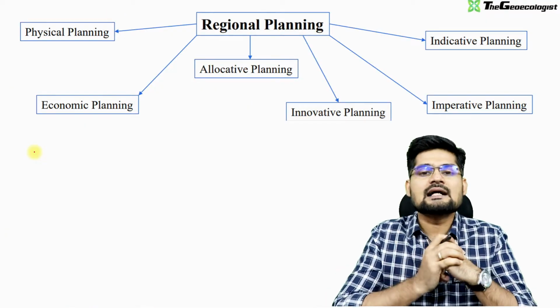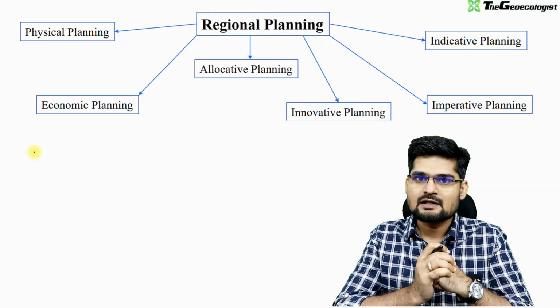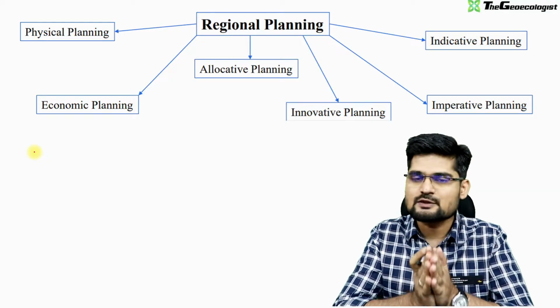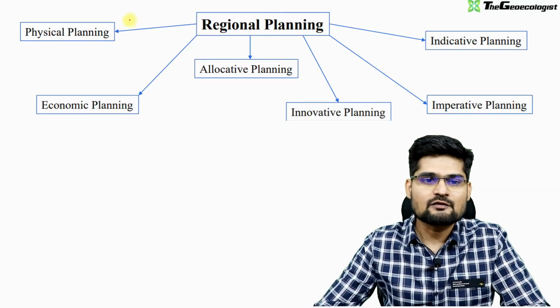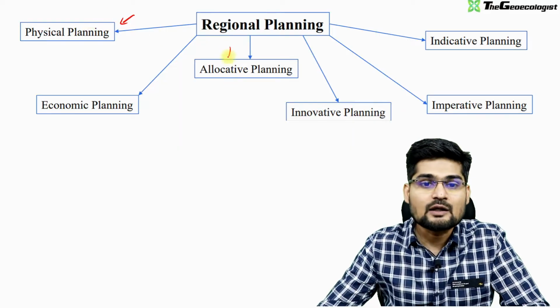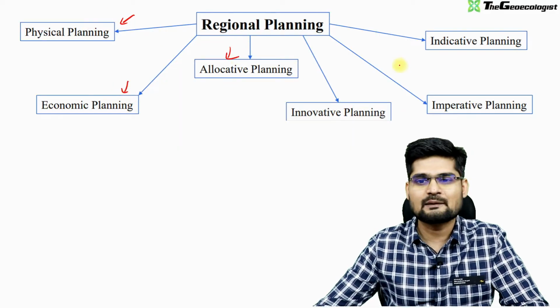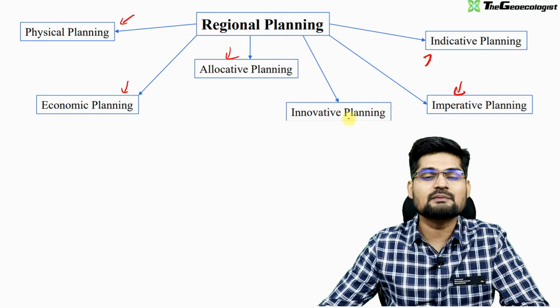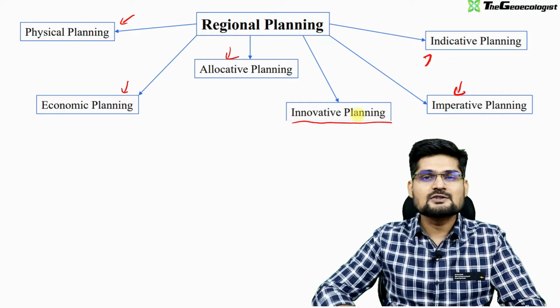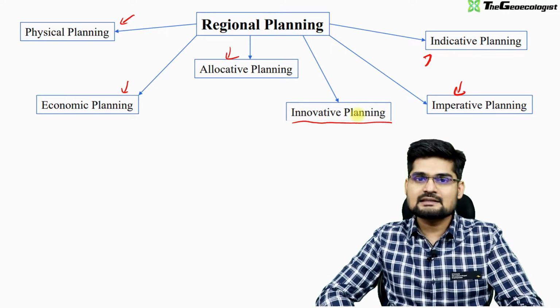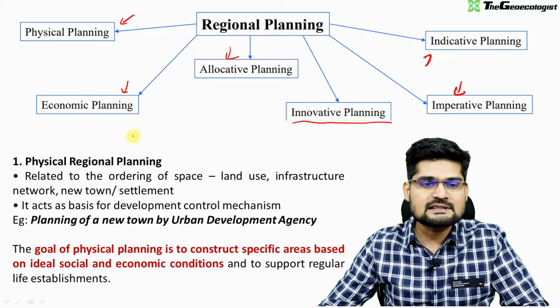Now let's understand what the various types of regional planning are. The general classification of regional planning includes physical planning, allocative planning, economic planning, indicative planning, imperative planning and innovative planning. So what are these various kinds of planning? Let's understand. First of all, the physical regional planning.